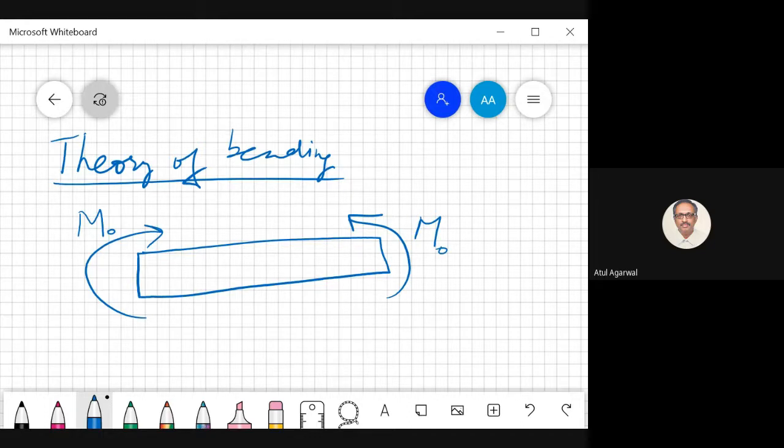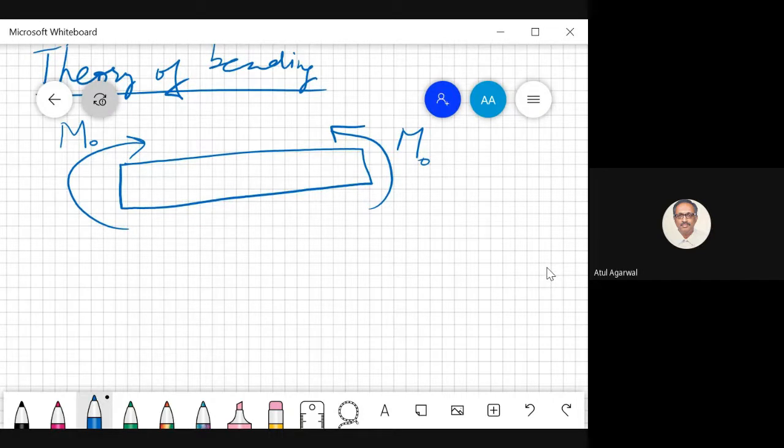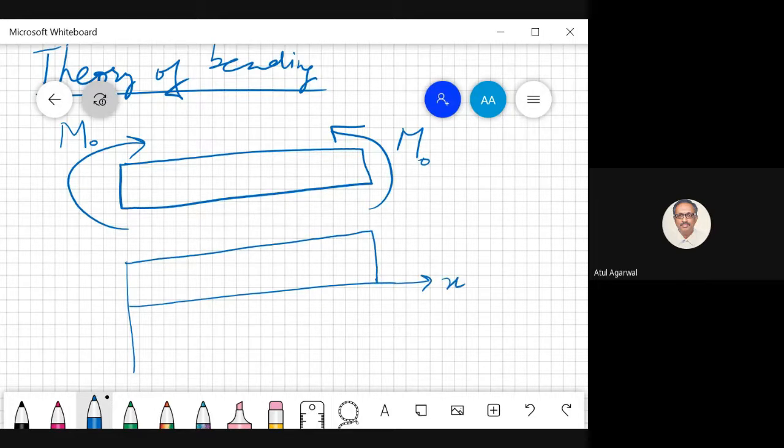So what is the bending moment diagram for this case? So this is your bending moment diagram. I have to show my coordinate system: x-axis, y-axis, z-axis.